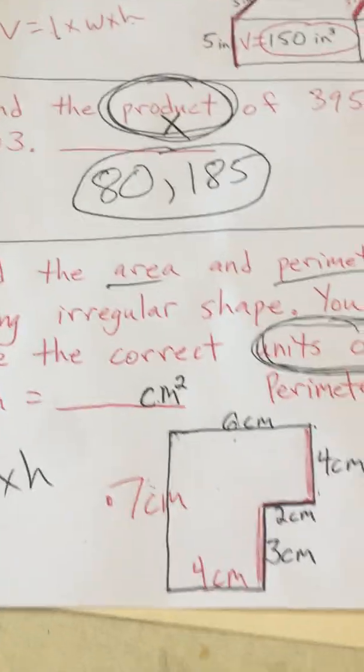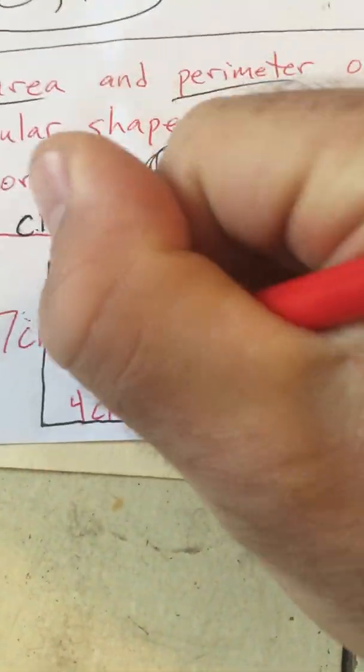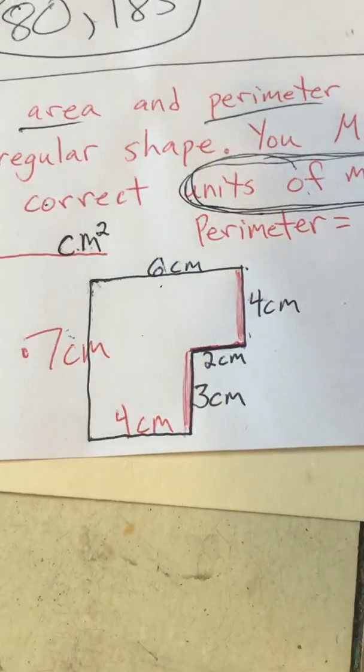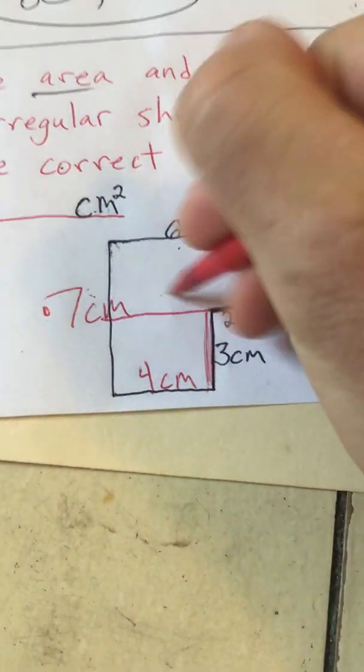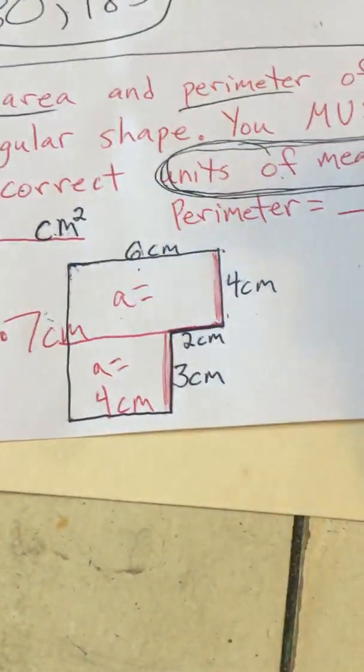Now, a little bit harder is finding the area. So we can cut it either here or here because we have all the dimensions. So it doesn't matter where we cut it. Let's cut it here and make it 2 separate rectangles. We got this one here. We'll find the area, and we'll find the area of here. Then we'll add them together.